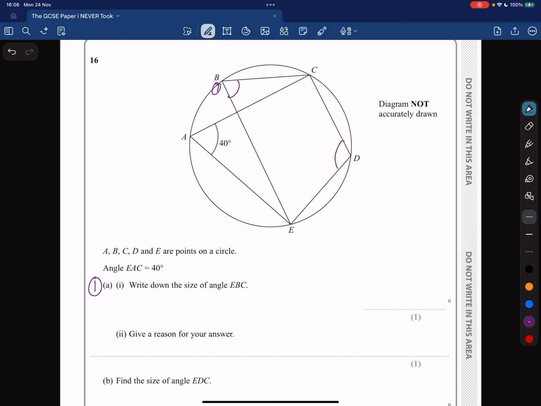Because if we look at quadrilaterals in a circle, two angles that are opposite, so for example, CAE, let me highlight that, this angle and this angle, they have to add up to 180. But that would also mean that this angle and the same angle add up to 180, which would mean that they have to be the same size. So I'm going to put 40.